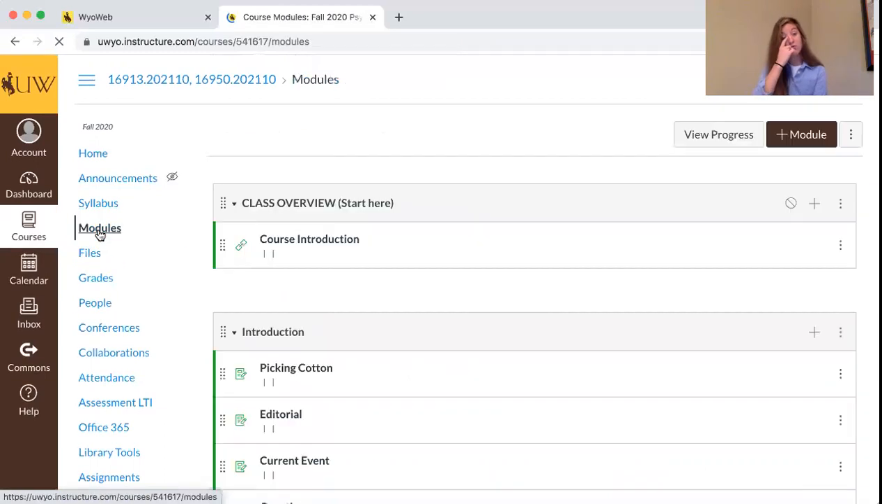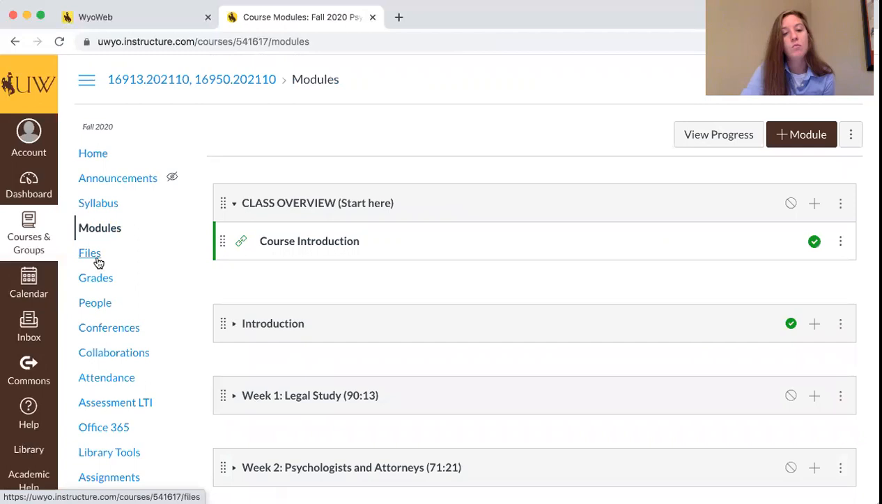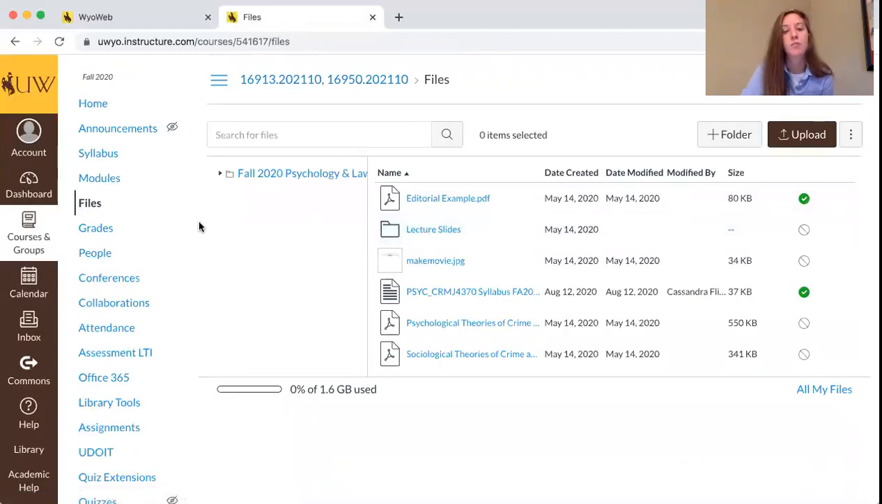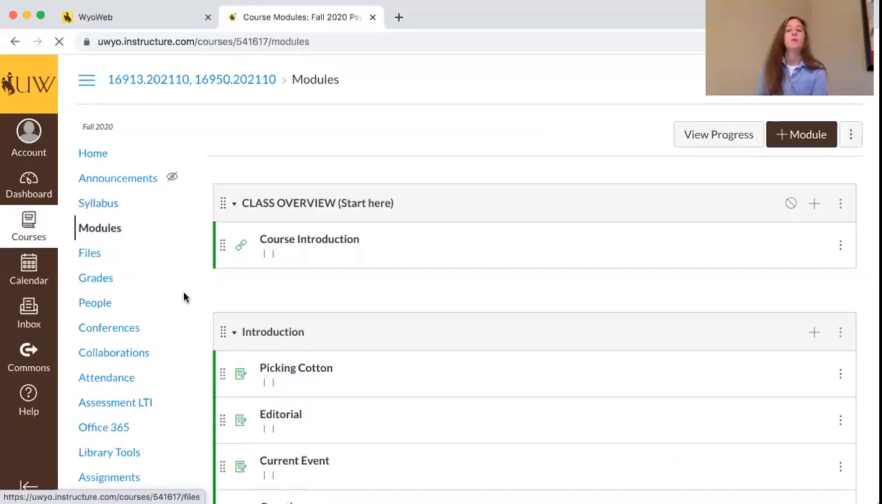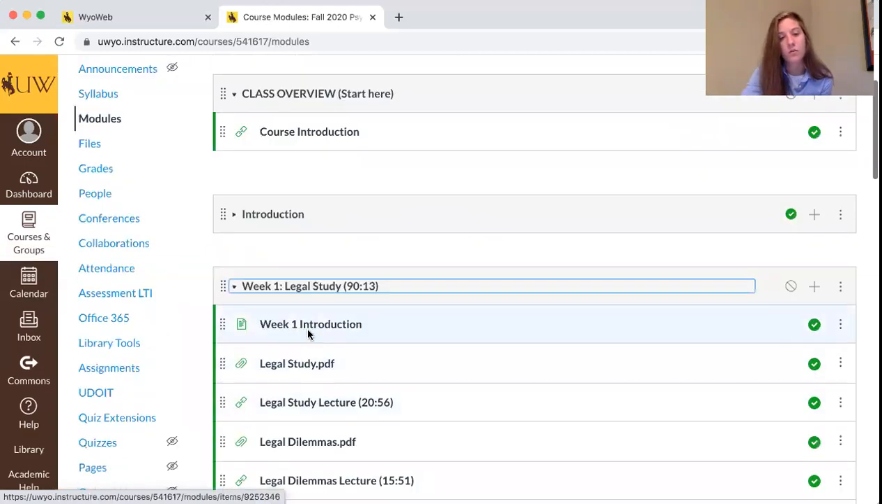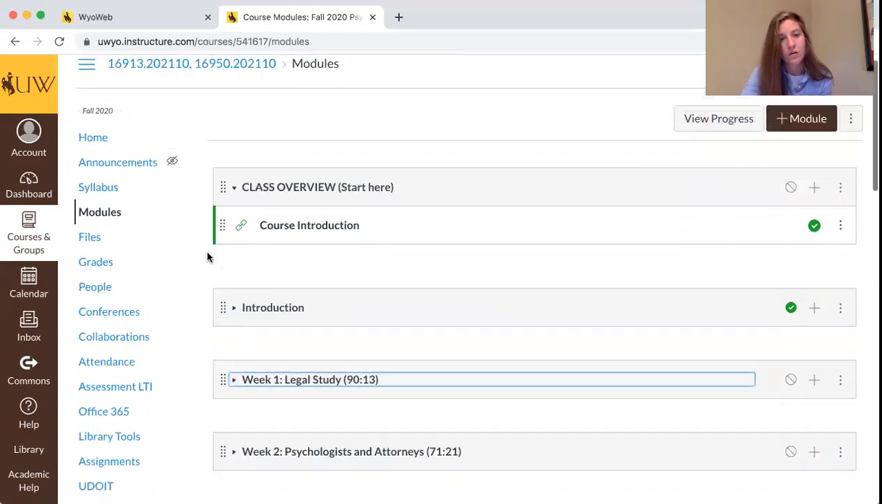Other than the modules tab, the files tab will be beneficial to you as well once these files get uploaded. Again, this is my view, so you're not going to see all of these yet, but there will be a folder where you can access the lecture slides and any of those supplementary PDFs, in case for some reason you don't want to download them directly from here, but you should be able to download them directly from here.